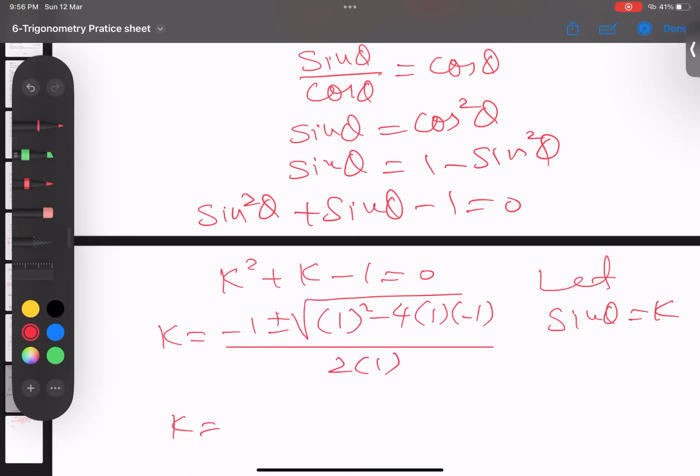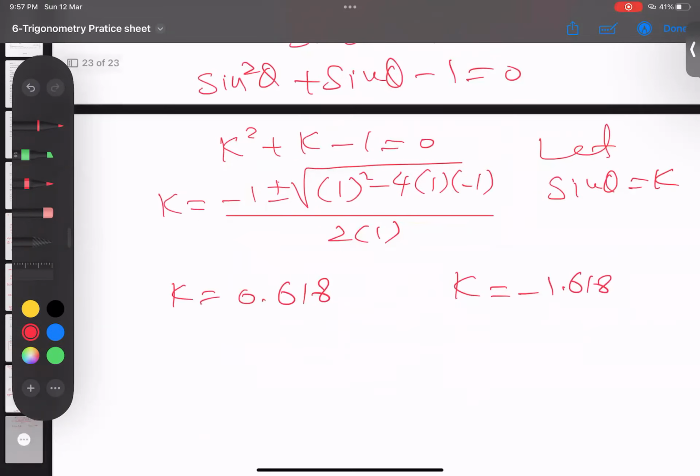Okay, let me check it. What answers come from here? Inside is the root 5. So minus 1 plus root 5 divided by 2, and I got the first answer, 0.618. Second answer, I get what? Negative 1 minus root 5 divided by 2, and I get negative 1.618.